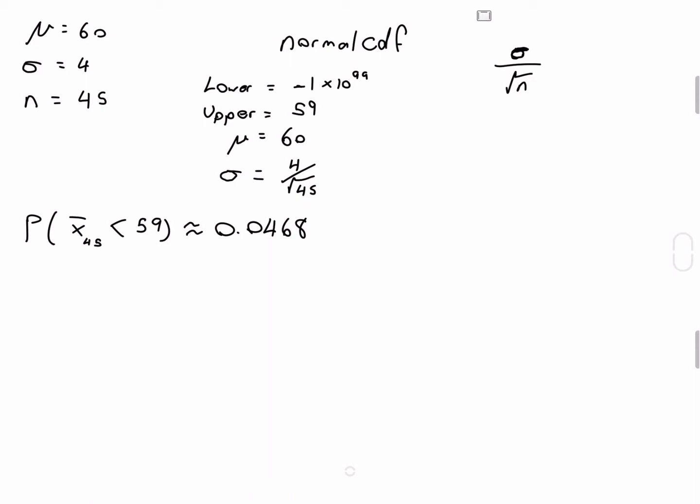That's really it for using our calculators in this example. Let's look at a real life example now.